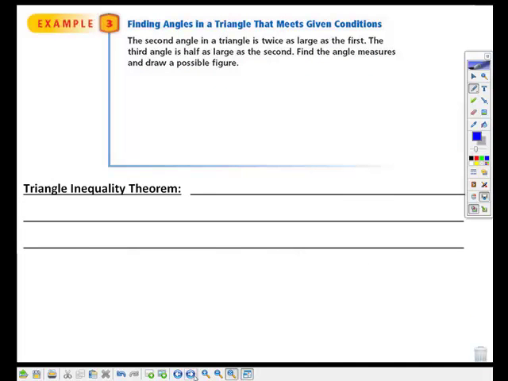Next, finding the angles in a triangle that meets given conditions. This is going to require a little more thought. It says here that the second angle in a triangle is twice as large as the first. Well, if we say that the first angle is equal to x, then the second angle is equal to what if it's twice as big? Hopefully you guys thought that would be 2x.